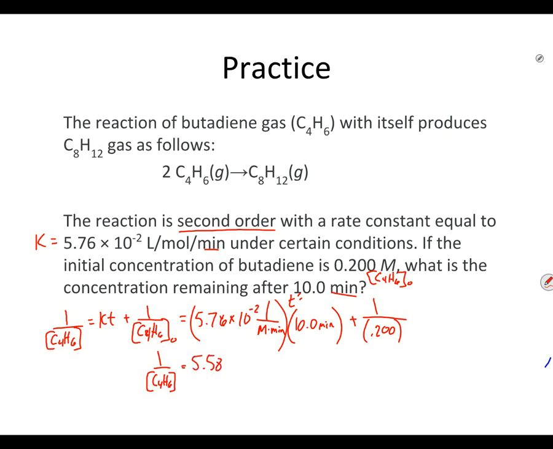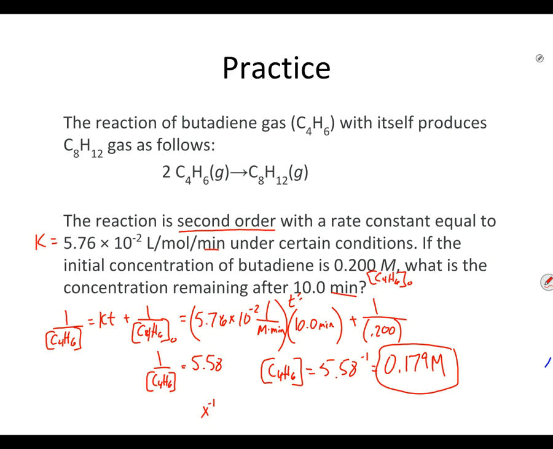5.58, but I don't want 1 over the concentration. I want just the concentration. So I am just going to invert my answer. You can have your answer in there, and on your calculator, press the x to the negative 1 button, and it will find the inverse of that. So in doing that, C4H6 is equal to 5.58 to the negative 1, which is 0.179 molar.